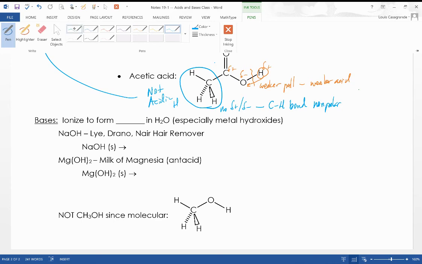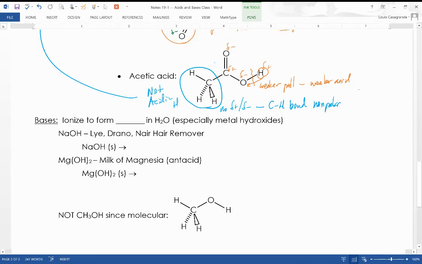Bases. The Arrhenius model of bases tells us that bases ionize to form hydroxide in solution, and especially metal hydroxides such as sodium hydroxide are considered bases. They are metal hydroxides. They're actually ionic, and so they'll split at the sodium and the hydroxide.